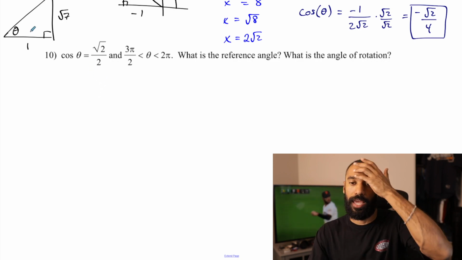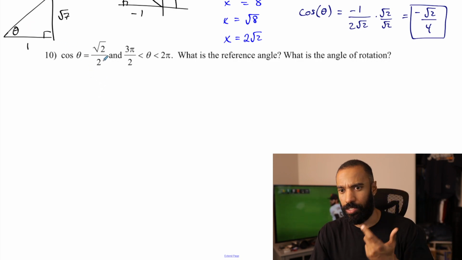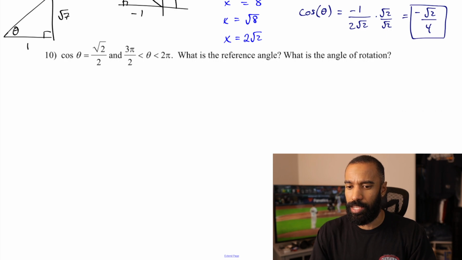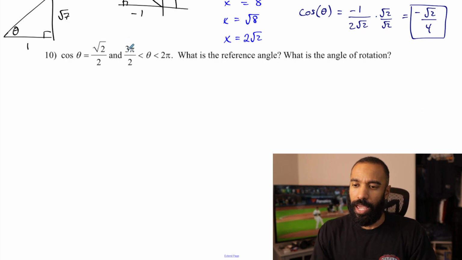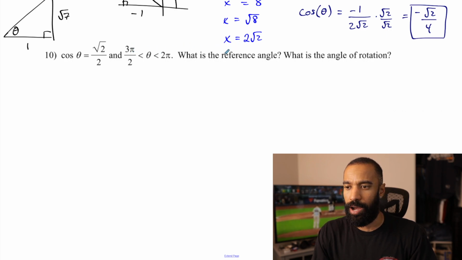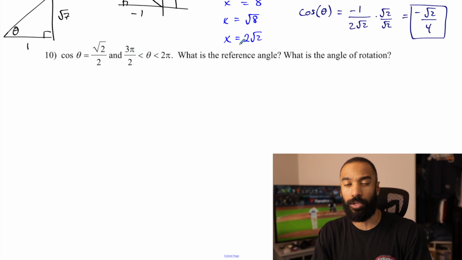Okay, number 10, and then we have some graph stuff on the back, I think, to talk about. Cosine of theta equals root 2 over 2. And our theta value is somewhere between 3 pi over 2 and 2 pi. What is the reference angle? What is the angle of rotation?